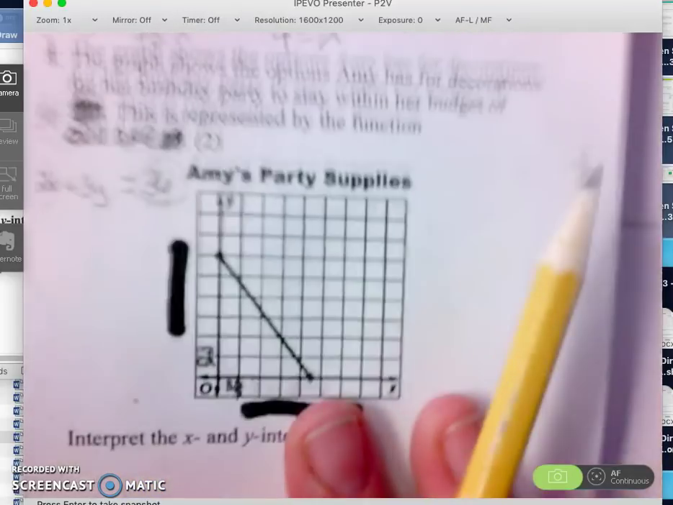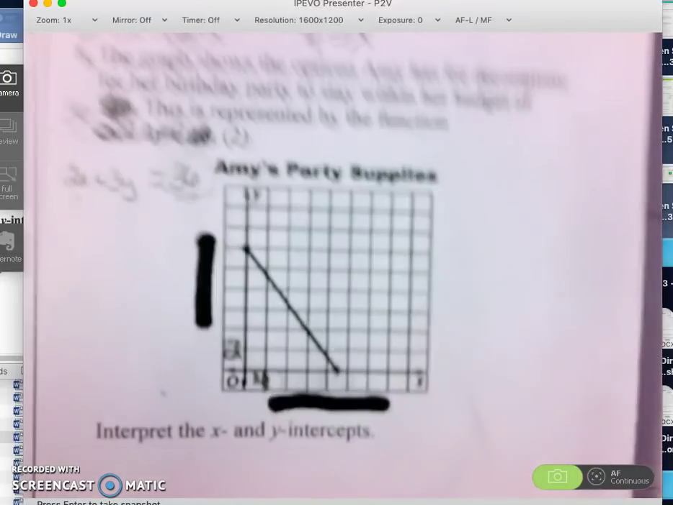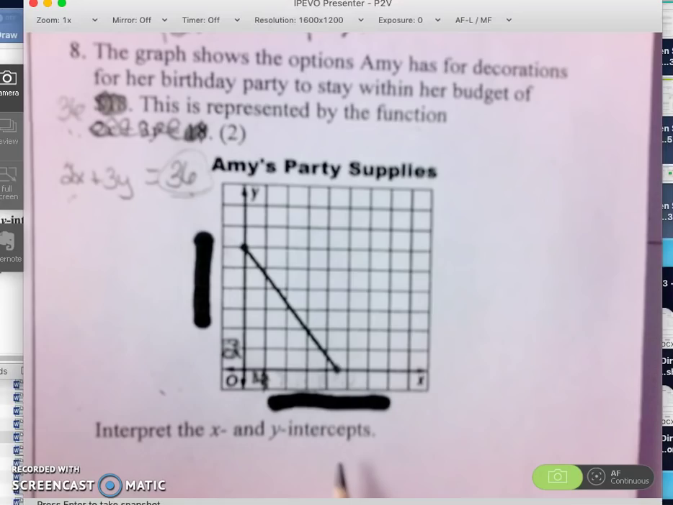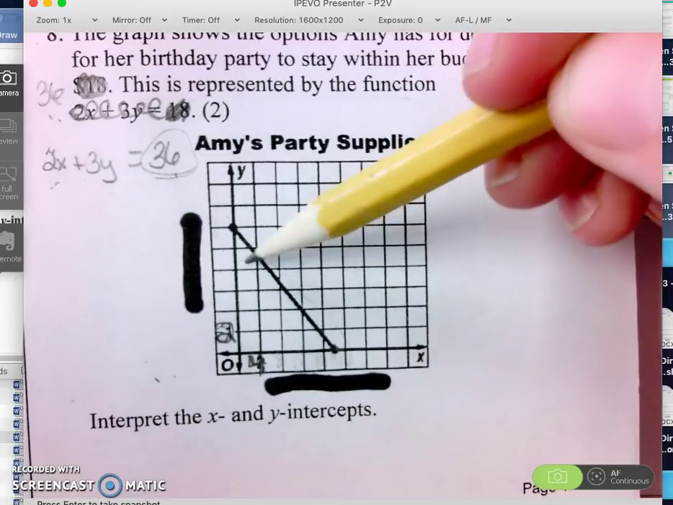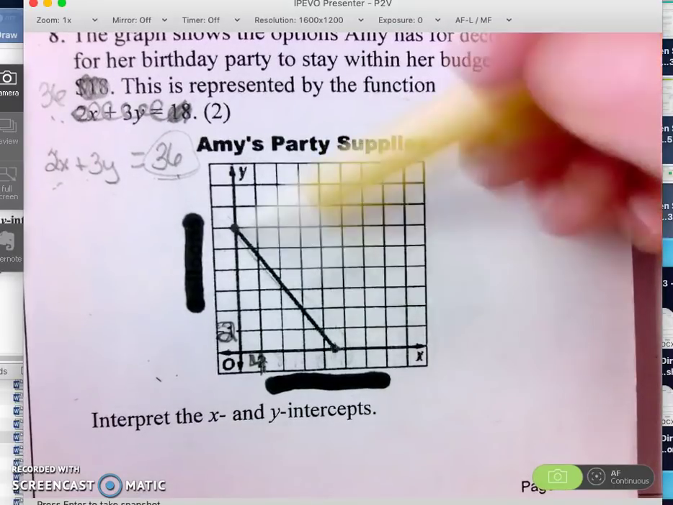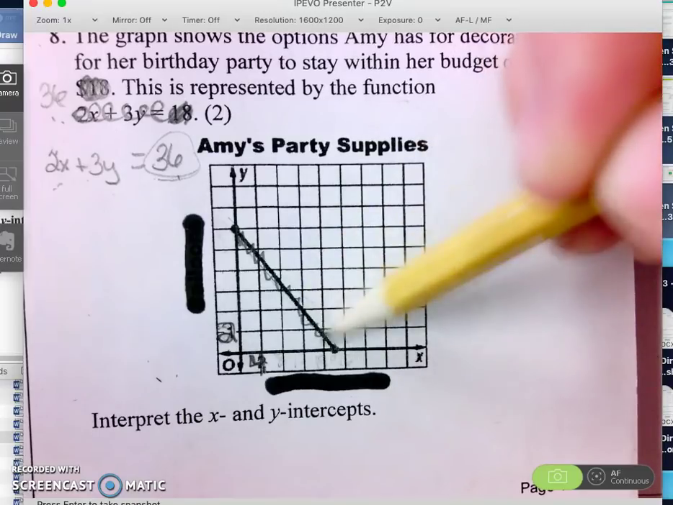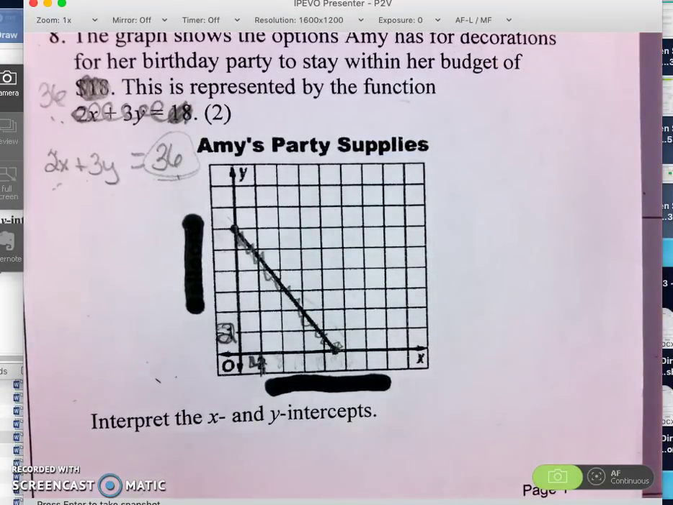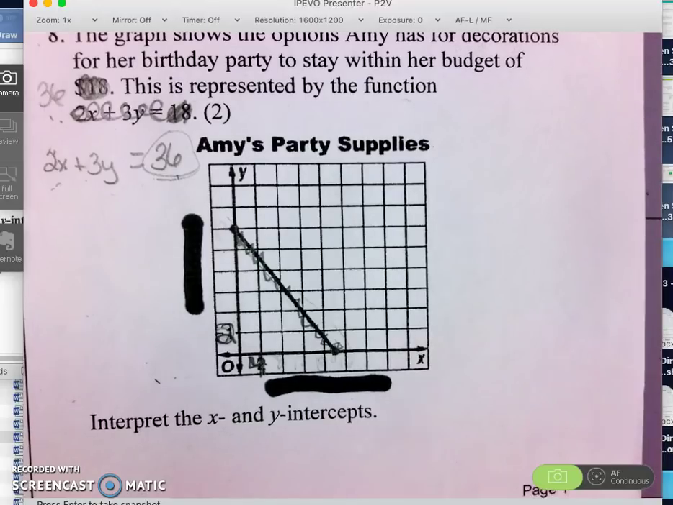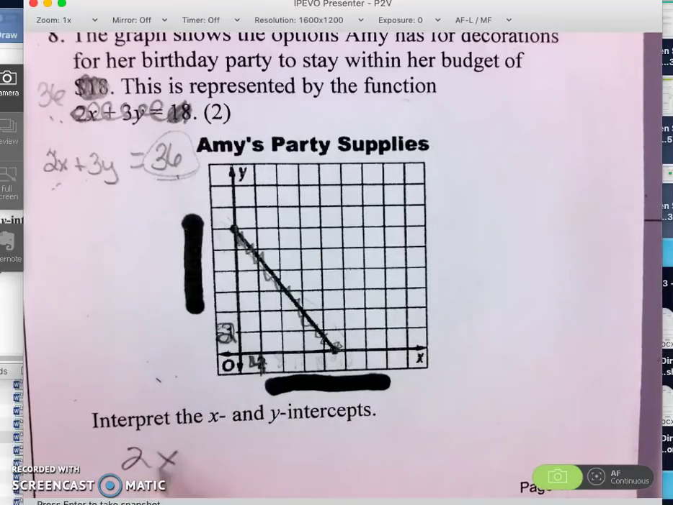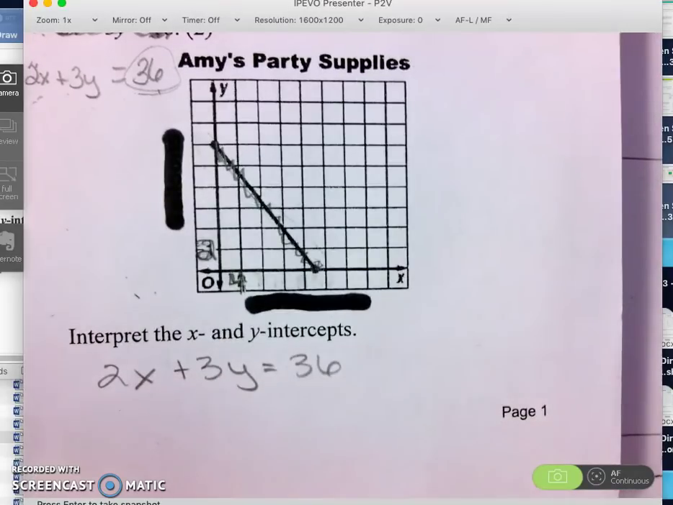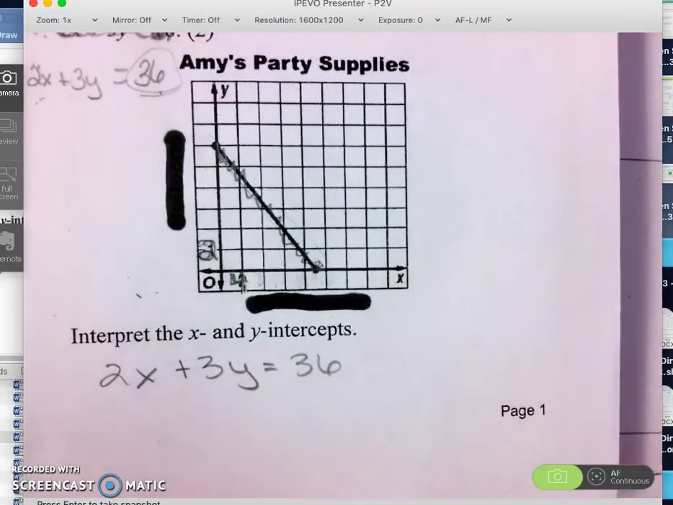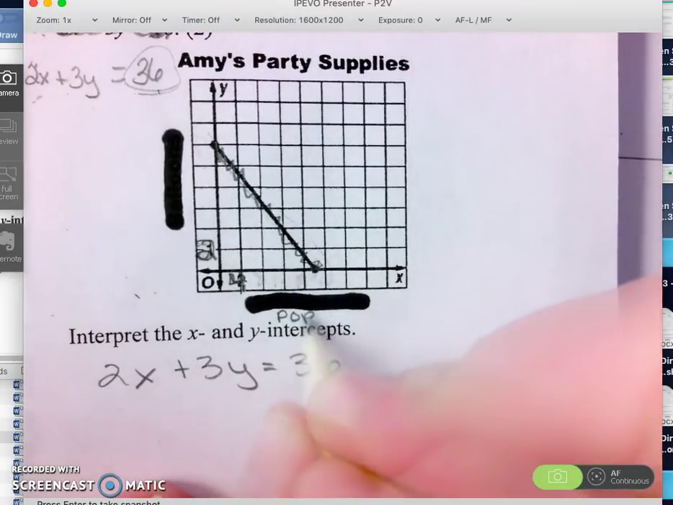So in our graph, we are going to ask you to interpret the x and the y-intercept. So the x, where this meets, right here. This line is for something else, but is for the actual problem, not the answer. It's going to give you that, but what does the x and the y-intercept mean? Well, you have to figure out what they are. So if I have 2x plus 3y equals 36, and I know it was for a birthday party, and it said decorations, but we're going to pretend like it's pop and candy.